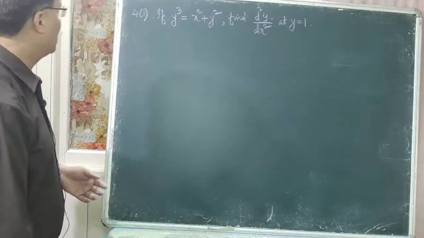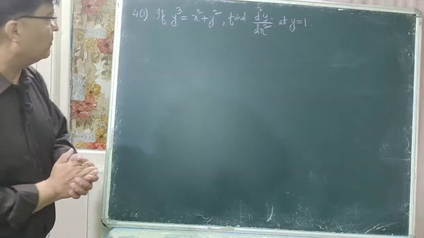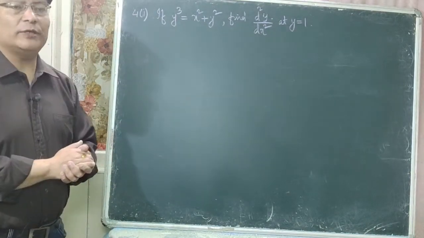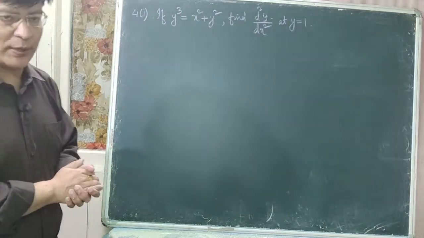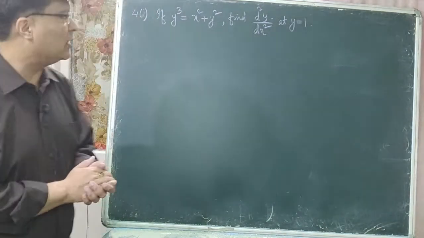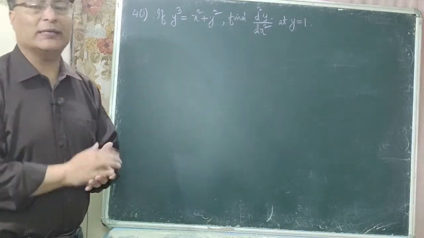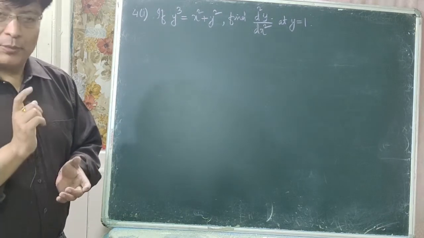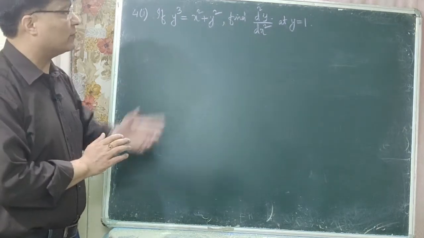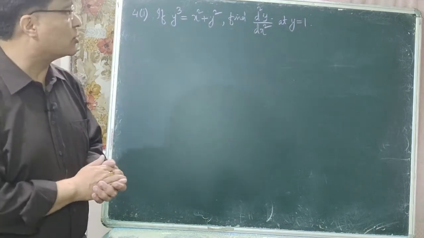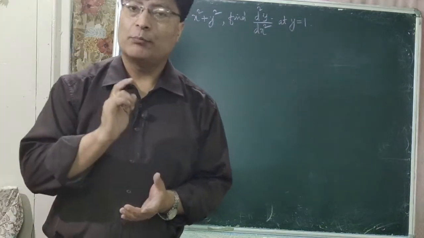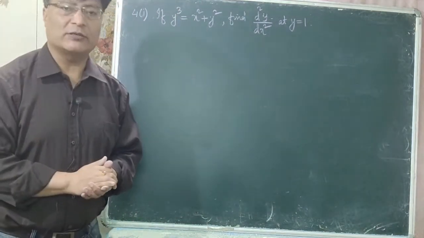So now we'll do the next question, that is for number 1. If y cube is equal to x square plus y square, you have to find out d square y by dx square at y is equal to 1. So in this case you have to find out the value for d2y by dx square at y is equal to 1. But in this case the value for x is not given.